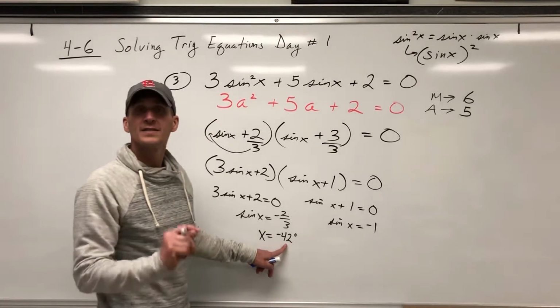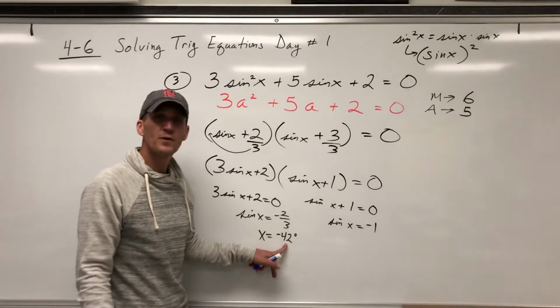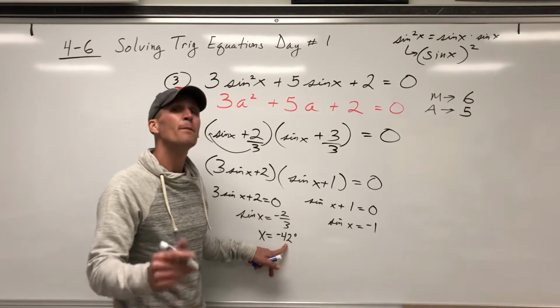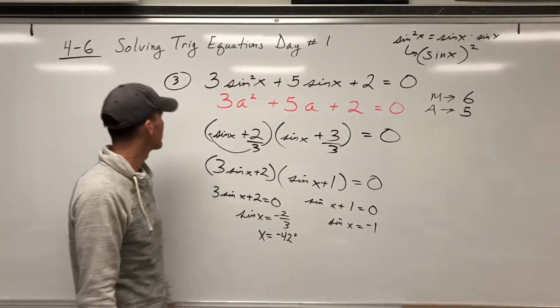But if you remember, I said we want our answers in between 0 degrees and 360 degrees. Negative 42 is not in that realm, but if you draw it and think about the family member, you'll be able to figure everything out.